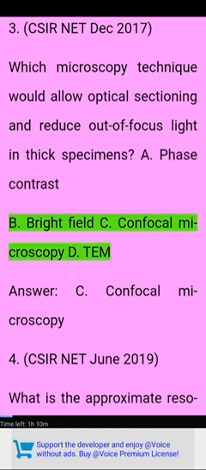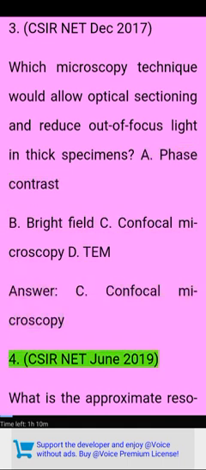A. Phase contrast. B. Bright field. C. Confocal microscopy. D. TEM. Answer: C. Confocal microscopy.